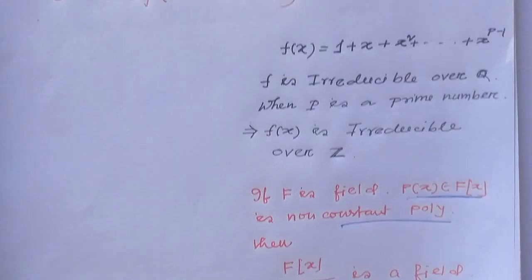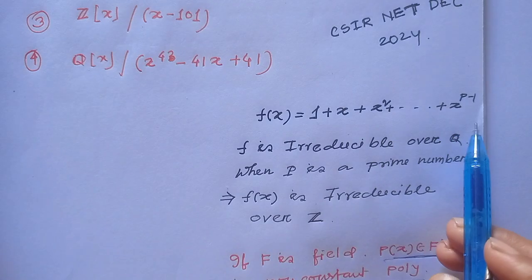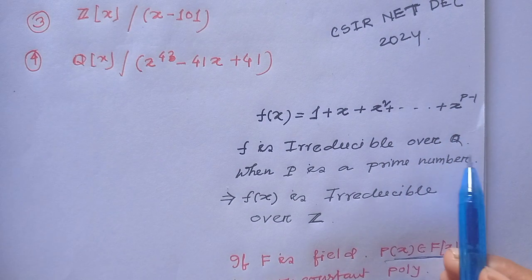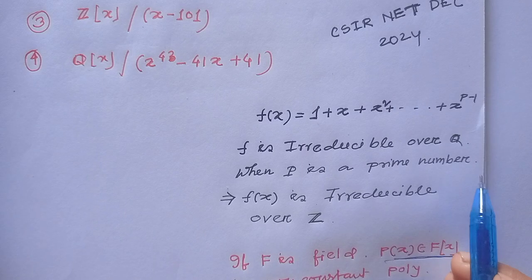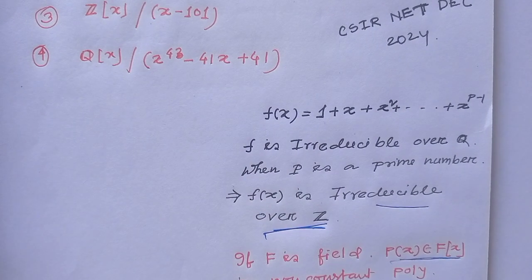And here f(x) = 1 + x + x² up to x^(p−1), and f is irreducible over Q when p is a prime number. Then f(x) is irreducible over the field Z.